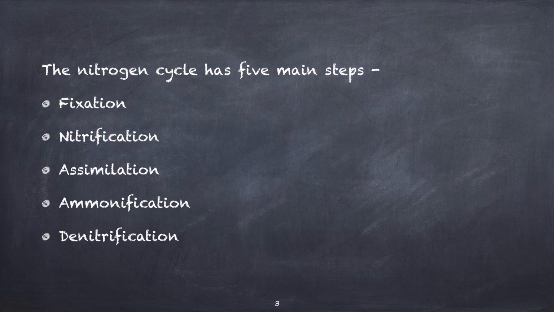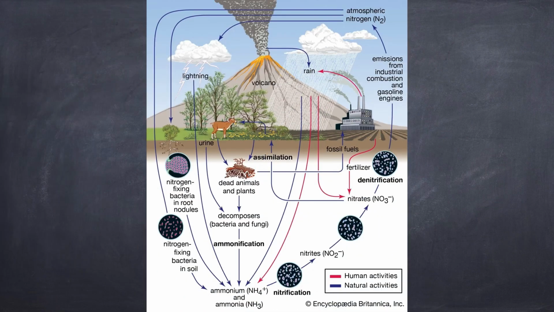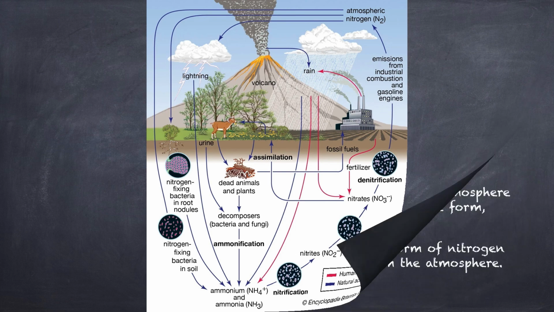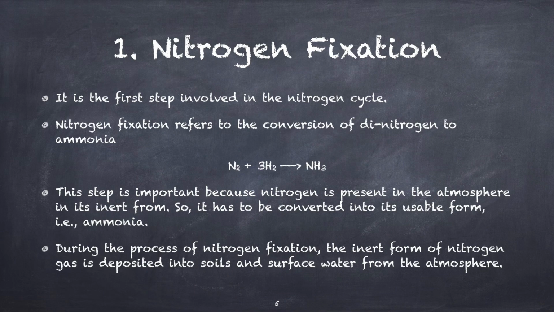Next, the nitrogen cycle has five main steps, that is nitrogen fixation, nitrification, assimilation, ammonification, and denitrification. We will learn about these steps in brief in the next slides. Here we have a diagram that describes the entire nitrogen cycle. Here we can see how the atmosphere, geosphere and the biosphere are involved in the nitrogen cycle. We see how nitrogen fixation occurs by lightning, how the dead bodies decompose and all that.